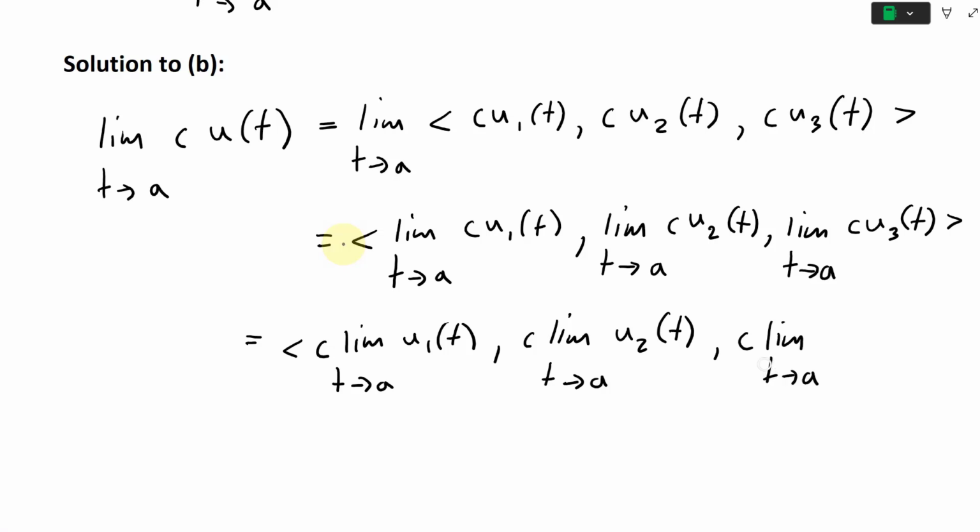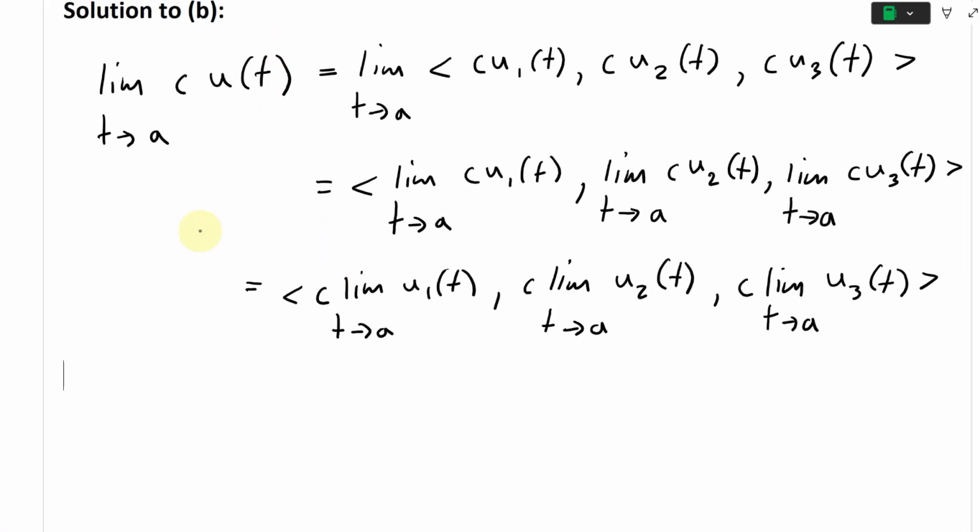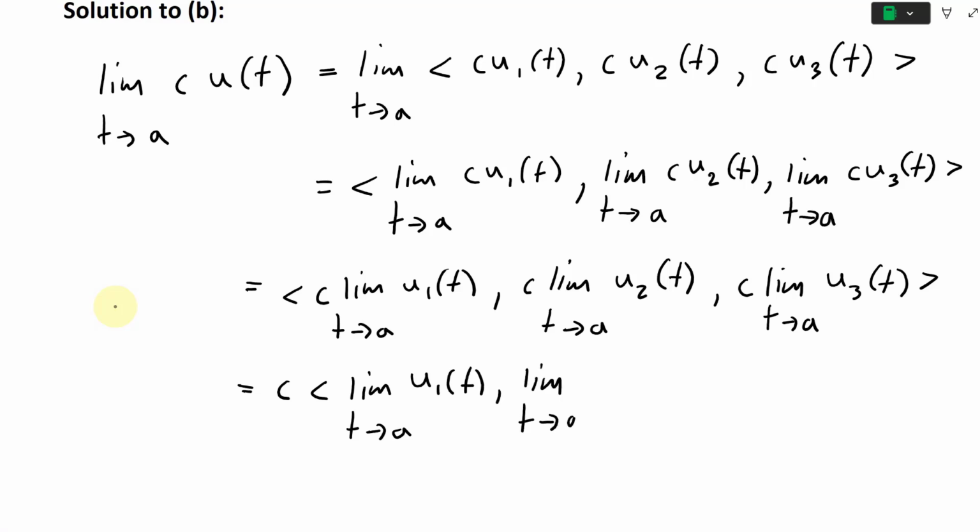of u3(t), like that. And again, now this is just a constant inside of a vector. In the components, we take the c out. And now the c is going to be out of it like that: the limit as t approaches a of u1(t), the limit as t approaches a of u2(t), the limit as t approaches a of u3(t), like that. So that's what we have.